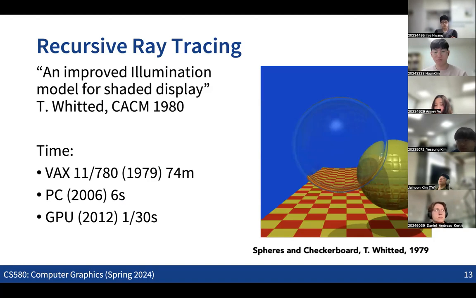So this was the first image which was rendering a transparent object using the ray tracing system. At that time, when this image was introduced, it took 74 minutes to render this simple image, which is lots of time. But some decades later, using better computers, now we can render those things in 6 seconds. And if we use the GPU, it takes real time, basically 1/30 of a second.